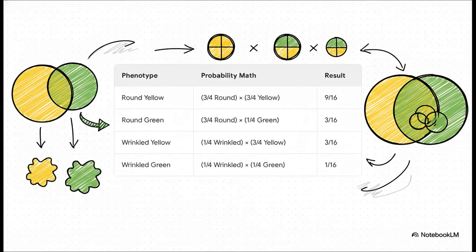Now, this 9-3-3-1 ratio isn't magic. It's just probability at work. Think about it. The chance of any offspring being round is 3 out of 4. The chance of it being yellow is also 3 out of 4. So what's the chance of both happening? You just multiply them. 3/4 times 3/4 gives you 9/16. The same exact math works for all the other combinations. It proves the two traits are being inherited completely independently.